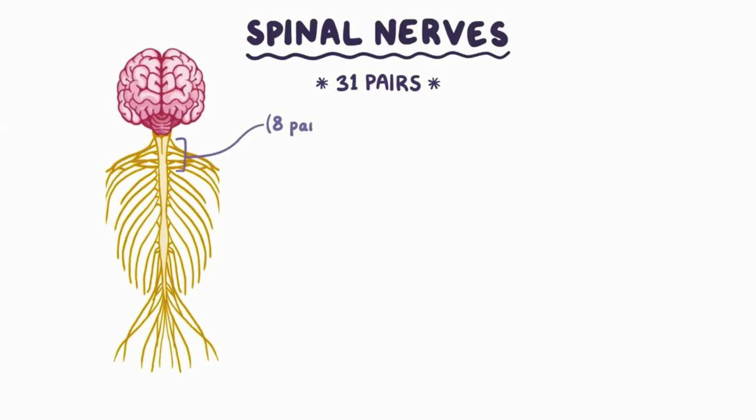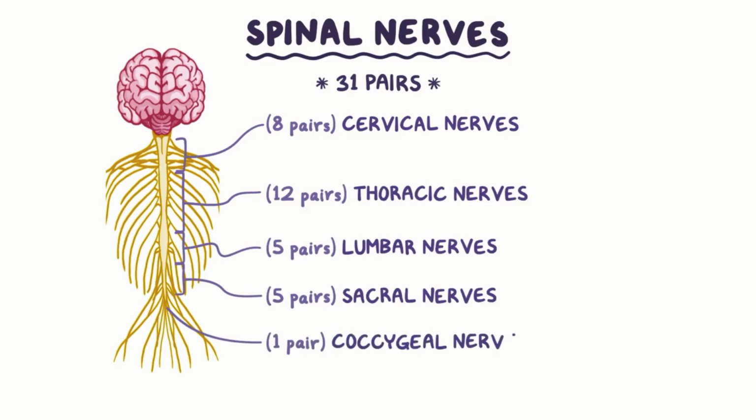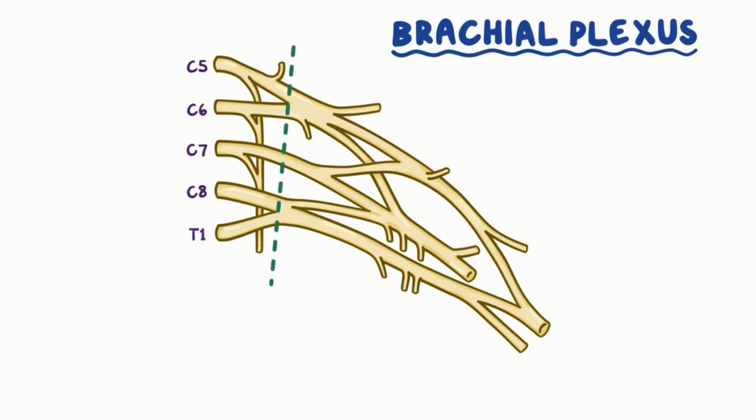Now, we have 31 pairs of spinal nerves which branch off the spinal cord. These are grouped into 8 pairs of cervical nerves, 12 pairs of thoracic nerves, 5 pairs of lumbar nerves, 5 pairs of sacral nerves, and 1 pair of coccygeal nerves. Now, some of the cervical and thoracic nerves form the brachial plexus, which is a network of nerves that controls the muscles and sensations in the shoulder, arm, and hand.